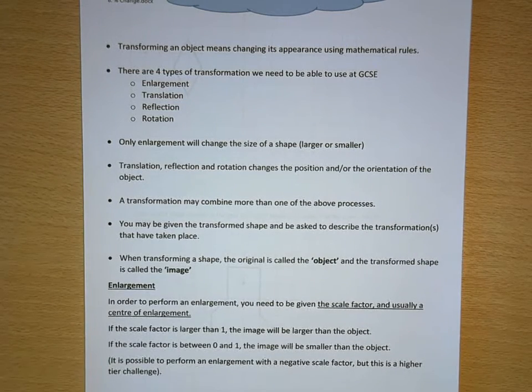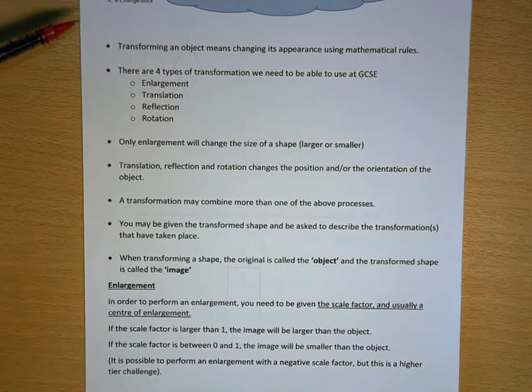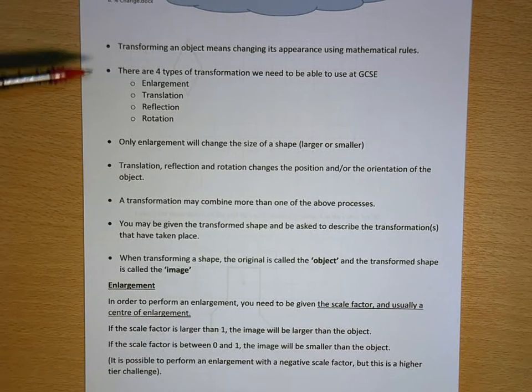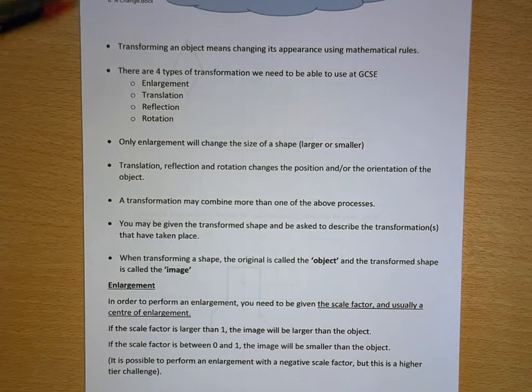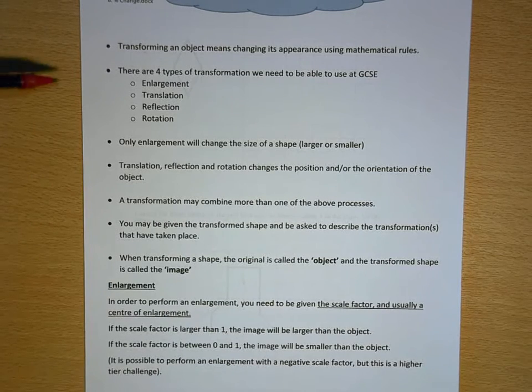Alright, in this session then we are going through mathematical transformations. So this is part of geometry and measures. When we transform an object, it means that we're going to change its appearance using specific mathematical rules. And there are four that we need to be able to deal with: enlargement, translation, reflection and rotation. Now we're going to take those one at a time.